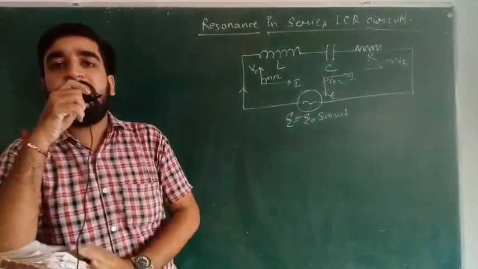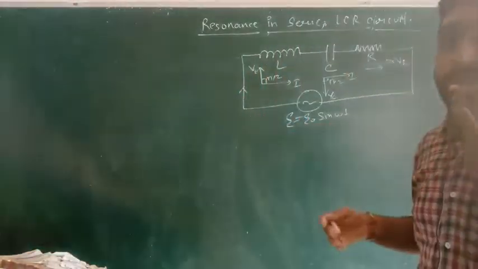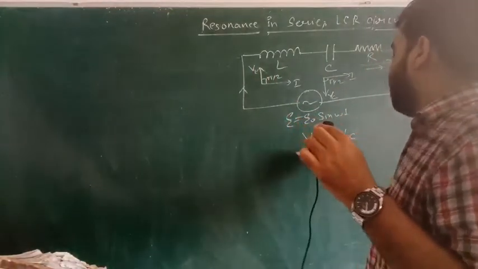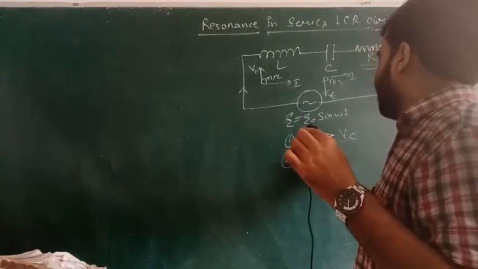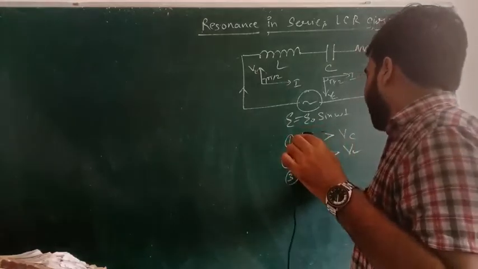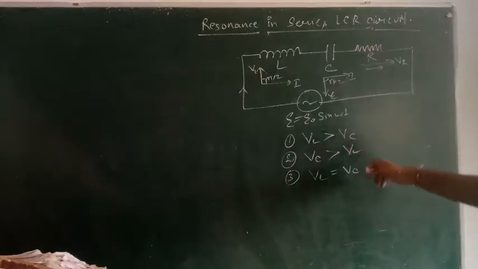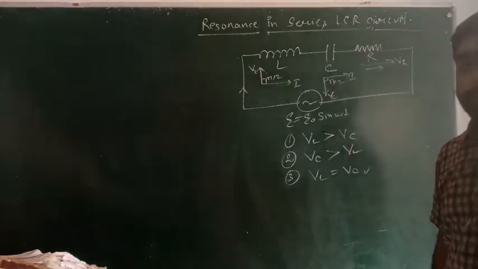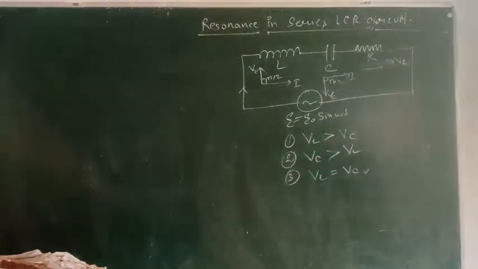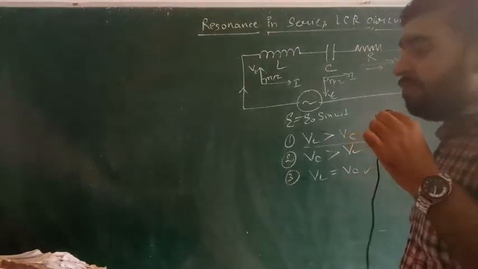Now, what are the possible conditions in this series LCR circuit? The condition can be VL greater than VC, the condition can be VC greater than VL, and there can be a condition where VL is equal to VC. Most of the time in books, the third condition is mentioned, and this third condition is the condition of resonance. So let us discuss what the condition will be if VL is greater than VC.